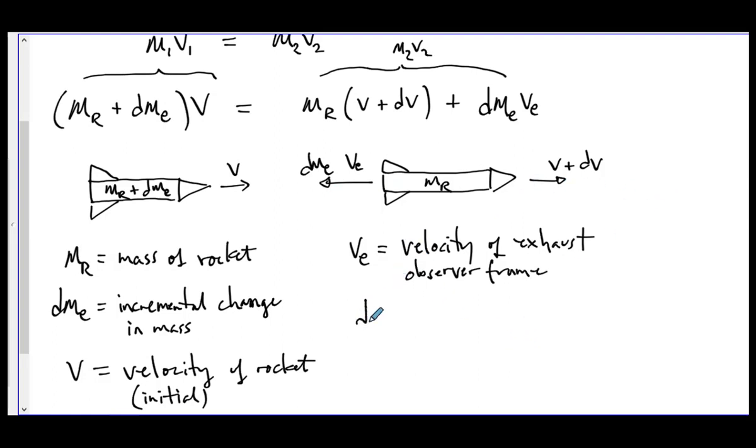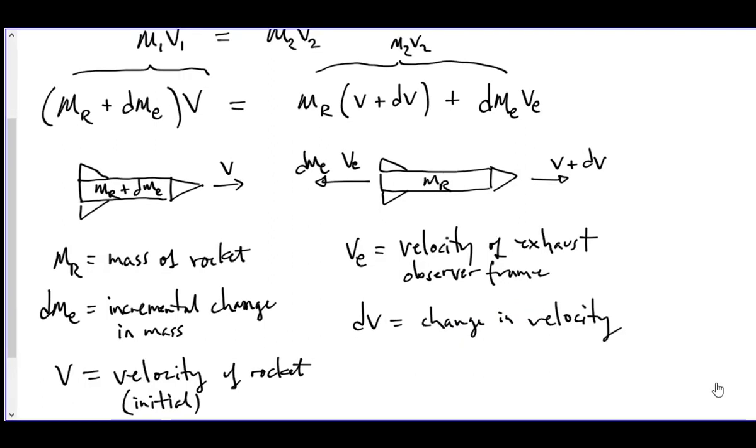And so finally I have this quantity dv that is this change in velocity. Yes, so there we have it. The variables: mr, the mass of the rocket; dme, this incremental change in mass, the mass of the exhaust that's being expelled from the rocket; v, the velocity of the rocket, or actually the initial velocity of the rocket; ve, the velocity of the exhaust that's coming out, the actual velocity that it's moving at in the observer frame of reference; and dv, the change in velocity of the rocket.